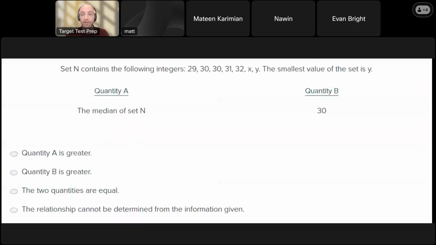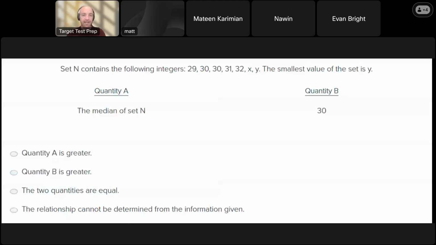This will be the first one, and it's more like a stats problem. Don't panic if you don't understand every part of this right away. If you're not familiar with the way the GRE does these quant questions, this is called a quantitative comparison question. You notice that we get two quantities. We got quantity A, the median of set N. We got quantity B, 30.